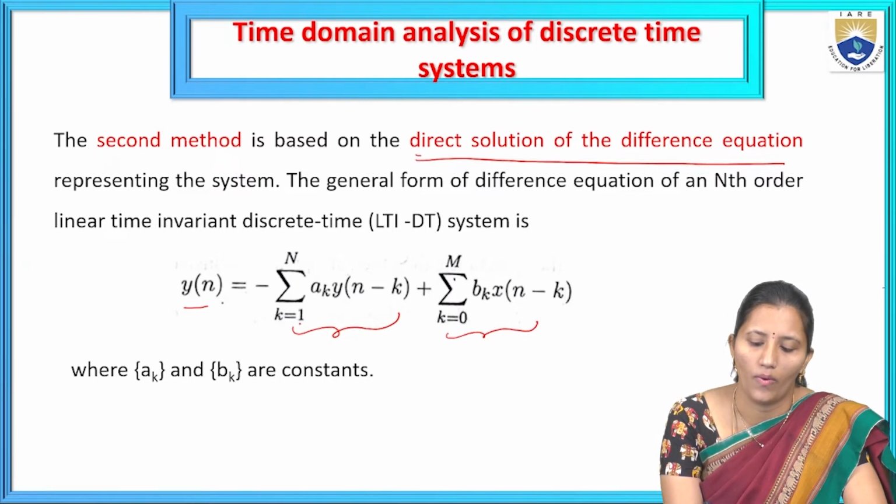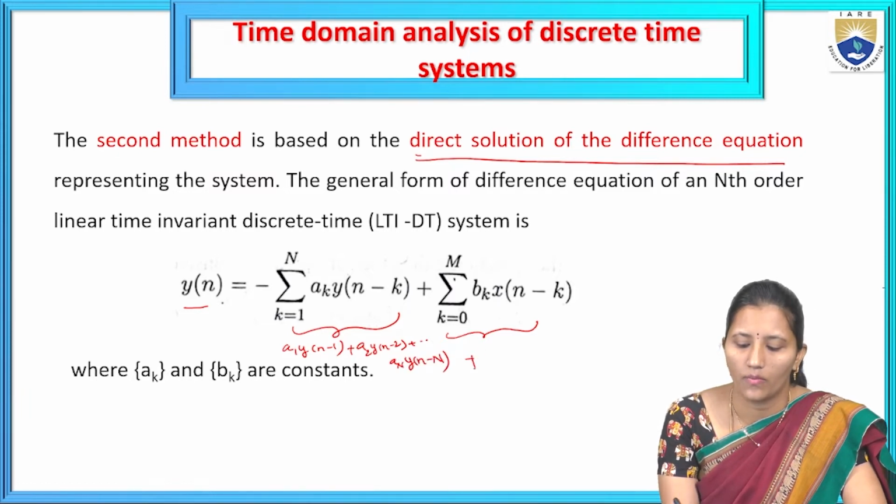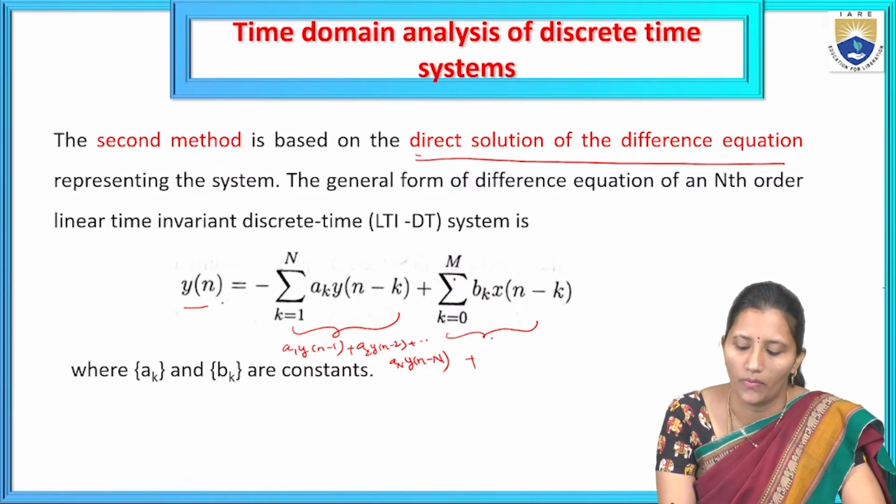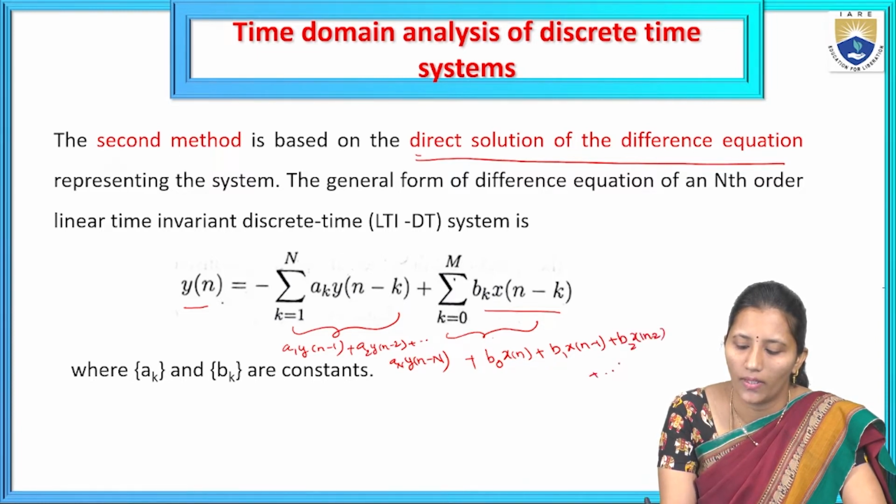If we substitute k equal to 1, we will get a1 y of n minus 1. If we substitute k equal to 2, a2 y of n minus 2. Like that, we will get an y of n minus n. So the first term indicates the output depends on the past outputs. In the second term, if we substitute k equal to 0, you will get b0 x of n, plus, if you substitute k equal to 1, b1 x of n minus 1, plus b2 x of n minus 2. Like that, we will get bm x of n minus m.